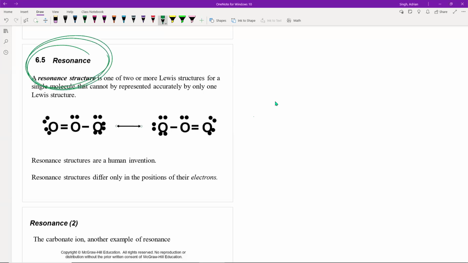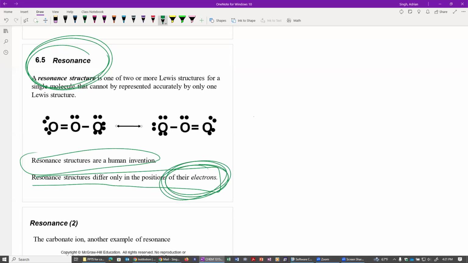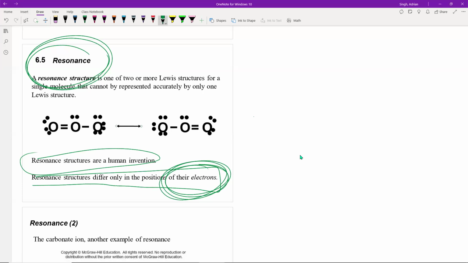And the resonance structure is just a hybrid of those possible Lewis structures. Your resonance structures, right? These are things that we make up, and people looking at the formulas and the structures, they differ from each other only by the positions of their electrons. Okay, and let's do a different example here on the right side.